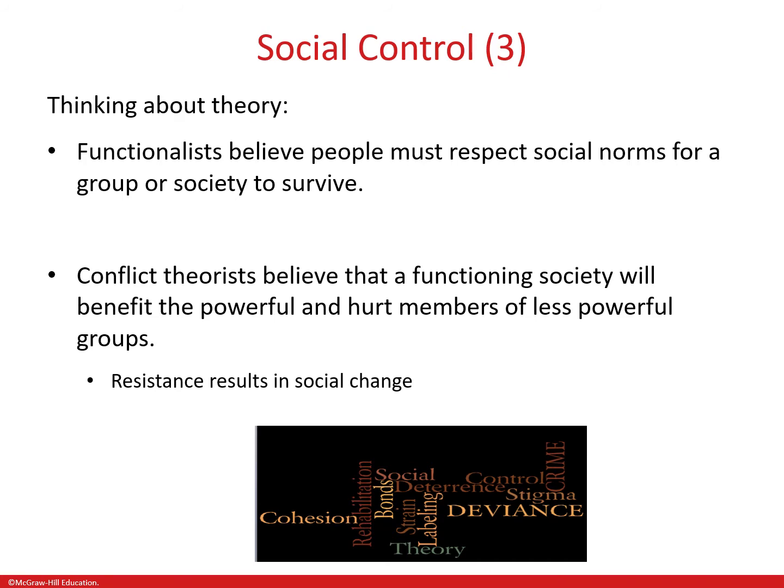Conflict theorists, though, argue that the functioning of society benefits the most powerful, and that social norms reflect the interests of the dominant class. The resistance to social norms, though, results in change in the social structure. If you think back to the civil rights movement, where there has been injustice, disobeying those norms that many people felt were unjust created social change.